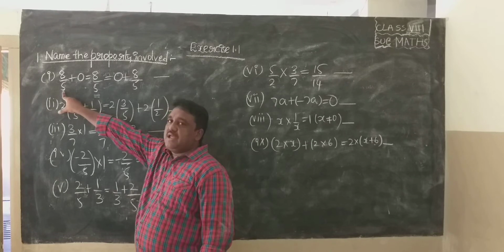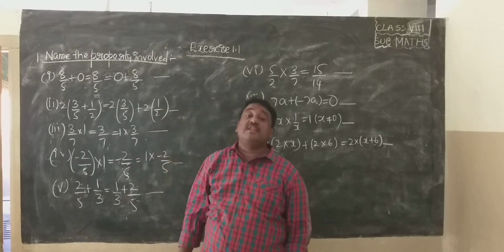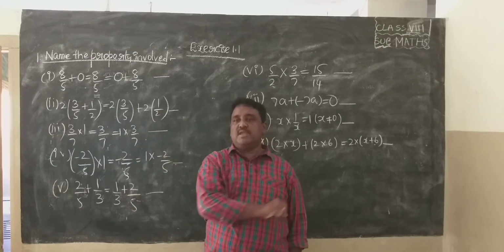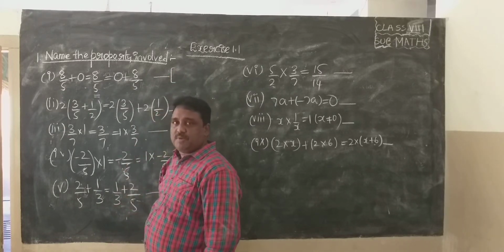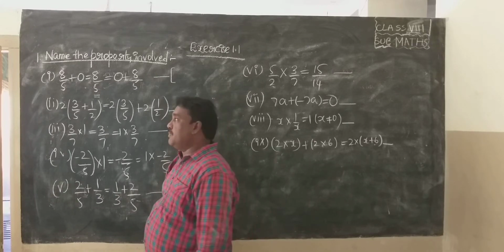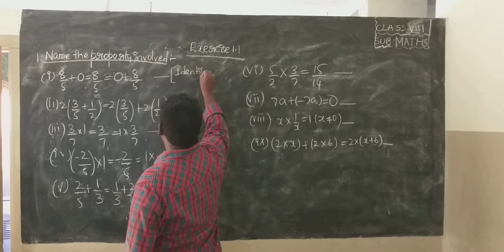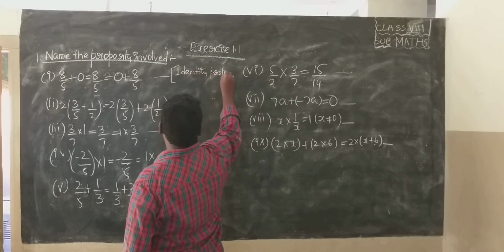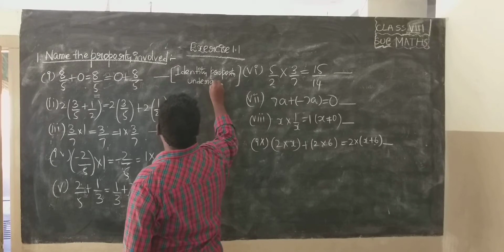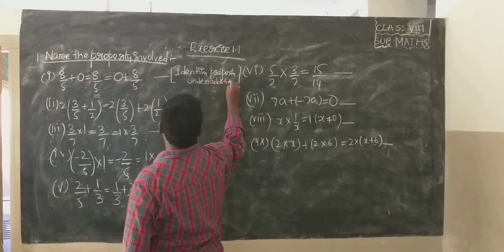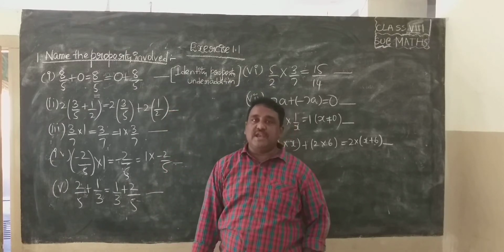Observe it clearly and name the property. You are getting the same number. What is the given one? 8 by 5. And again you are getting 8 by 5, by adding what number? 0. What is the name of the property? Additive identity. Identity property under addition. How is it known to you? Because we are getting the same number and 0 is there. Identity property under addition. First one answer.